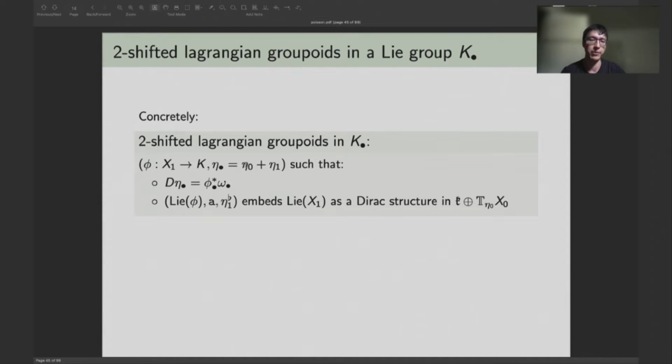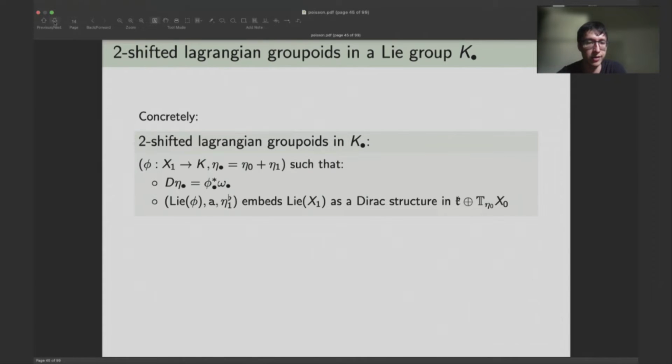So we have a closed three-form on the base, and a two-form on the space of arrows that satisfy this equation, which is the isotropic equation. And then the non-degeneracy condition means that the Lie algebroid morphism induced by the groupoid morphism, together with the anchor and the contraction defined by the two-form, embed the Lie algebroid of X1 as a Dirac structure in this current algebroid, which is the canonical current algebroid on the base twisted by the three-form, and we sum it with K, the Lie algebra of the Lie group. So infinitesimally, two-shifted Lagrangian groupoids are Dirac structures in a certain current algebroid.